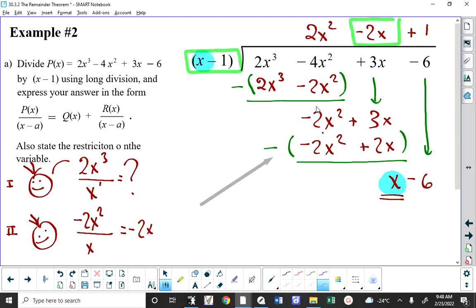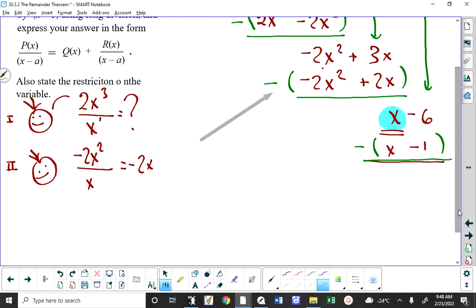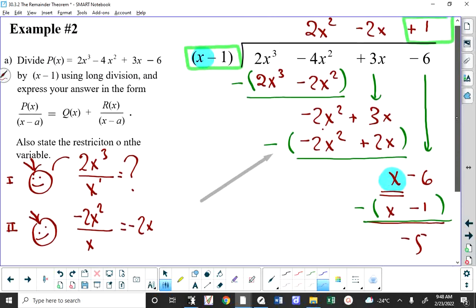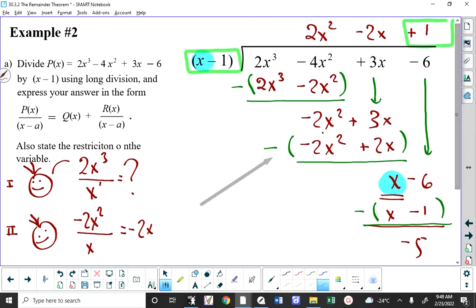And now you're going to multiply what you got by the entire x minus 1. 1 times x is x. 1 times negative 1 is negative 1. And you have to subtract. So finally, x minus x is 0. Negative 6 minus negative 1 is negative 5. And we're done the division.